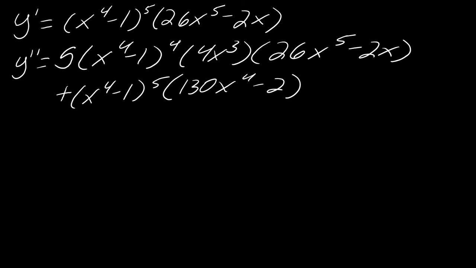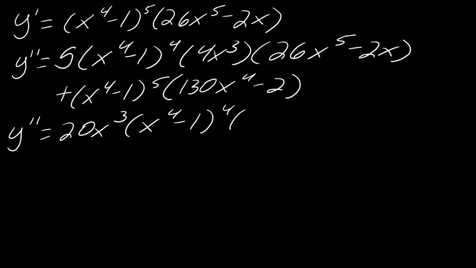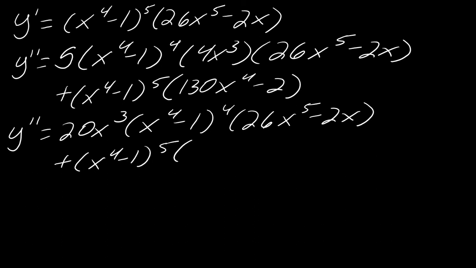Okay, so now we've got quite a bit of simplification to do here. So let's see, this is going to be 20x cubed. I've got (x^4 - 1)^4, and then 26x^5 - 2x. That's the first part. And then the second part is still just this (x^4 - 1)^5, and then 130x^4 - 2. Okay, so now what I want to do is, as I look across the landscape of this problem, I want to factor out this (x^4 - 1)^4 again and simplify from there.